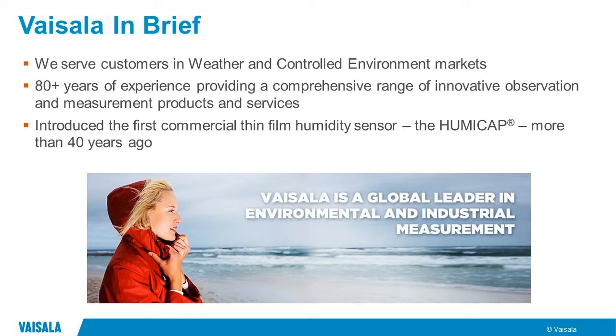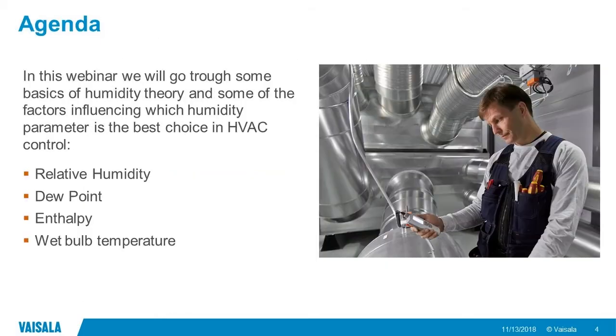But let's continue to today's topic. And today we will go through some of the basics of different humidity parameters and how choosing the correct one might influence your HVAC system. And specifically 4 parameters: relative humidity, dew point, enthalpy, and wet bulb temperature.